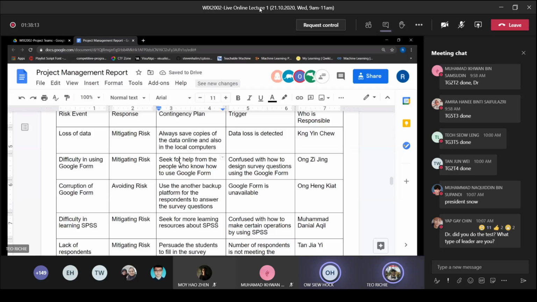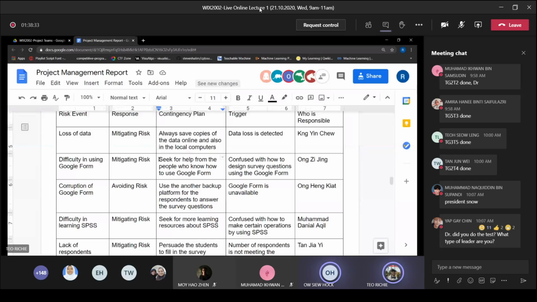You save in different places as well. You save and also save in your computer, that means your desktop. And then you save in the email or Google Drive, multiple copies.